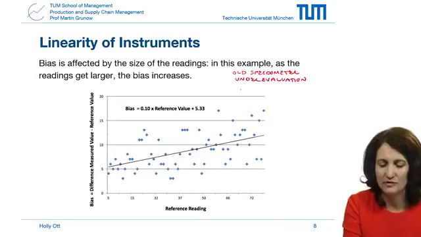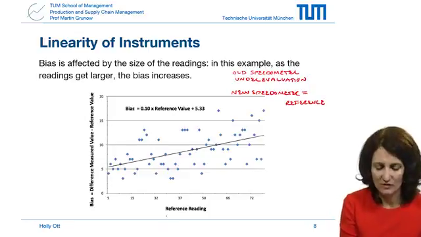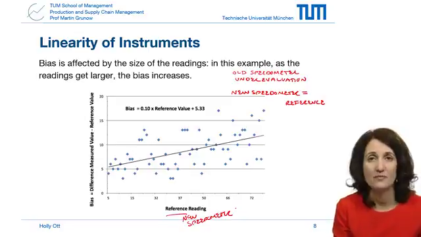And the new speedometer, which we assume here is our reference value, it's accurately measuring the speed. This is our reference reading. This is our new speedometer. They're not the same. There's a bias. There's a difference between these two pieces of equipment.